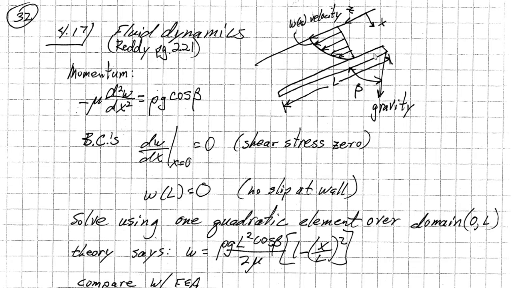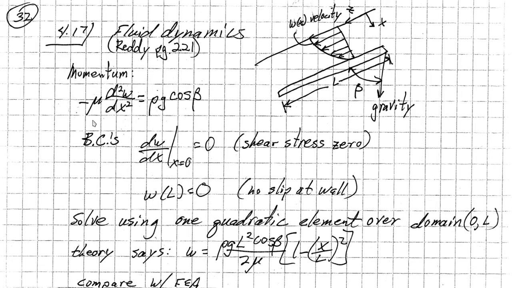Here's the physical motivation. You have this plate of length L. It's at some angle beta relative to the force of gravity. We have a coordinate system on this. X is perpendicular to the plate, Z is in the direction of the velocity, and we have some velocity gradient. No slip boundary conditions at the interface.